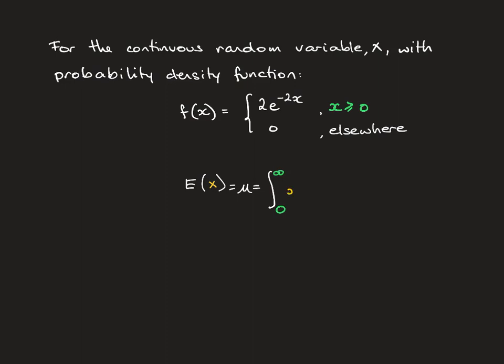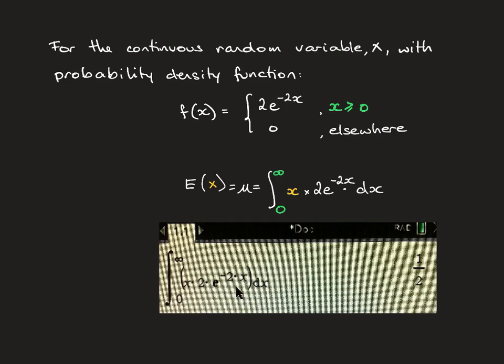So we have an x that multiplies the function that we're using for f of x, so 2e to the minus 2x, and we integrate that with respect to x. And if we do that on our calculator, what we get is a half. If you're looking for the infinity symbol on your TI Nspire calculator, it's on the pi button. Just press the pi button and you'll find it.